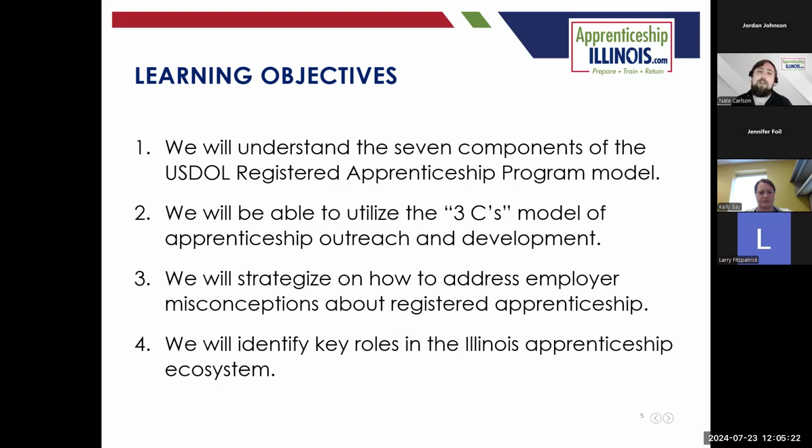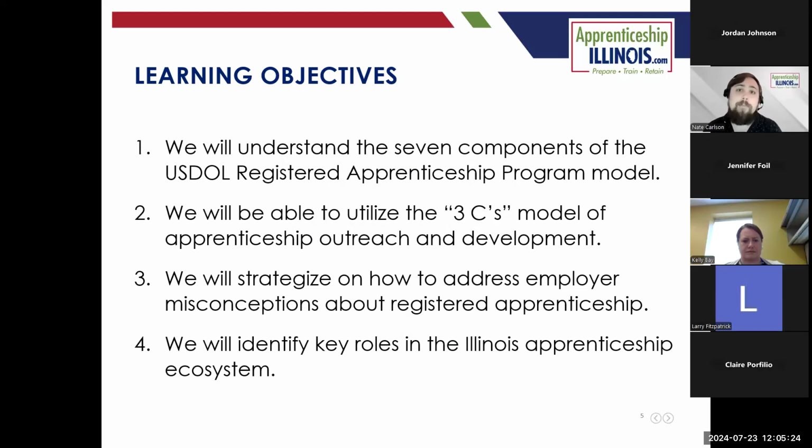Department of Labor Registered Apprenticeship Program model. This is the same information that our specialists use when they discuss apprenticeship with employers. It's the same information that the apprenticeship training representatives from the Office of Apprenticeship at DOL use in our state. So just setting a base level of knowledge for everybody. We're going to use the 3 C's model of apprenticeship outreach and development. Those of you who have come to our trainings before already know what those 3 C's are, but it's our way of really expediting and streamlining the apprenticeship development process, and I hope it's beneficial for you in your work in workforce development and apprenticeship.